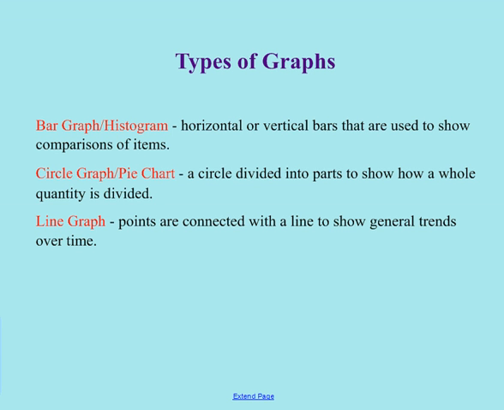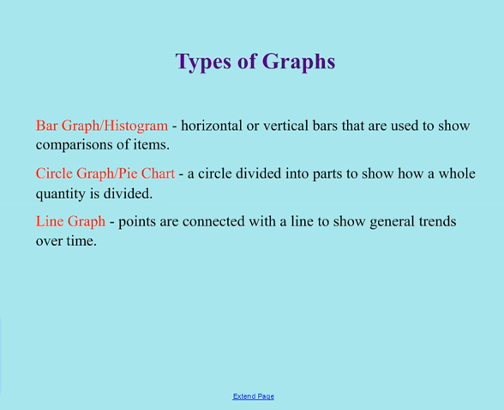The first is the bar graph or the histogram. They're actually two different graphs, but they're very similar and they're used to show the same thing. In these graphs, horizontal or vertical bars are used to show comparisons of items.